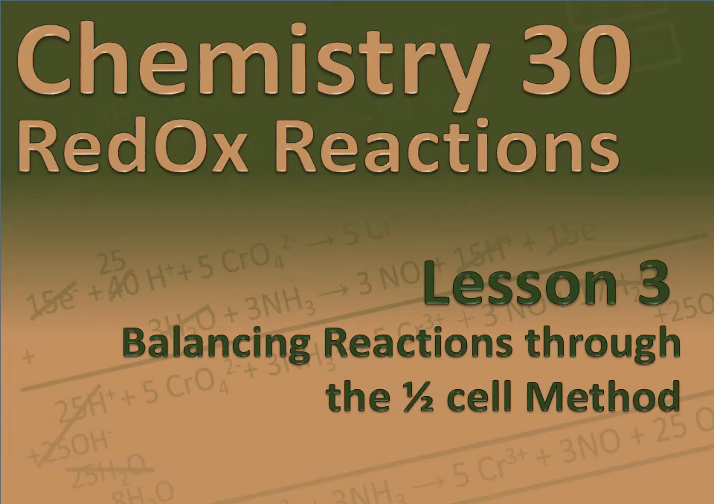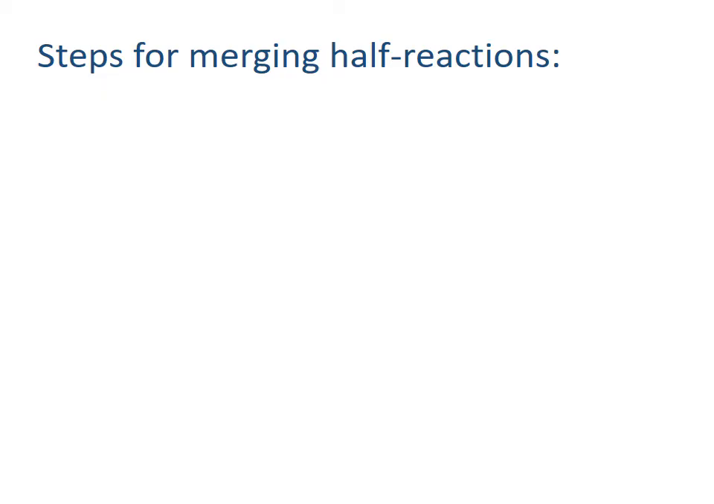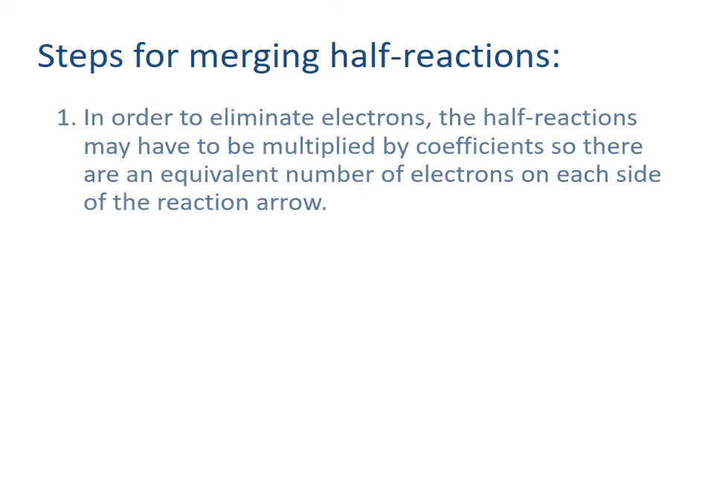Chemistry 30 Redox reactions. This is lesson 3, balancing half reactions through the half cell method. Steps for merging half reactions.